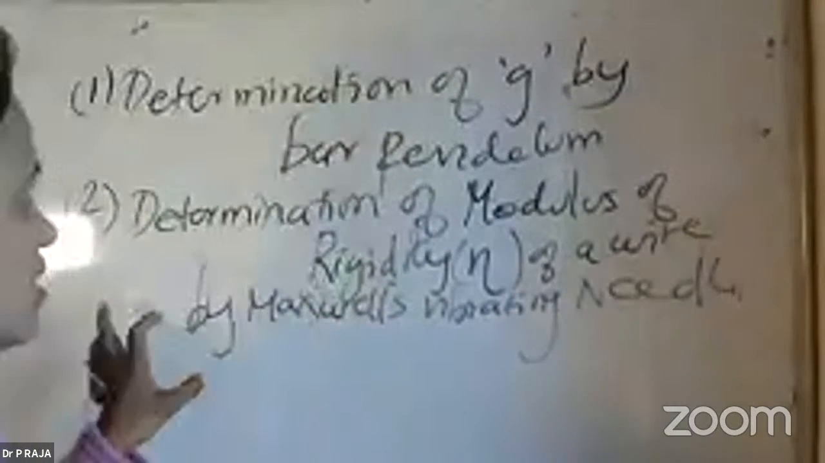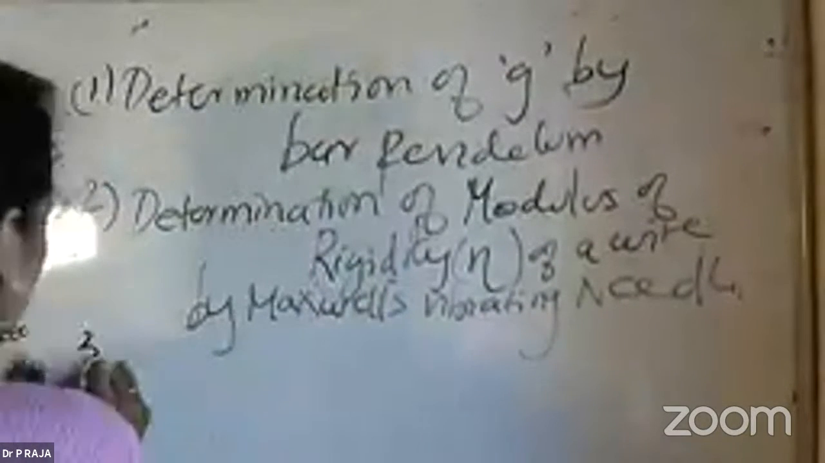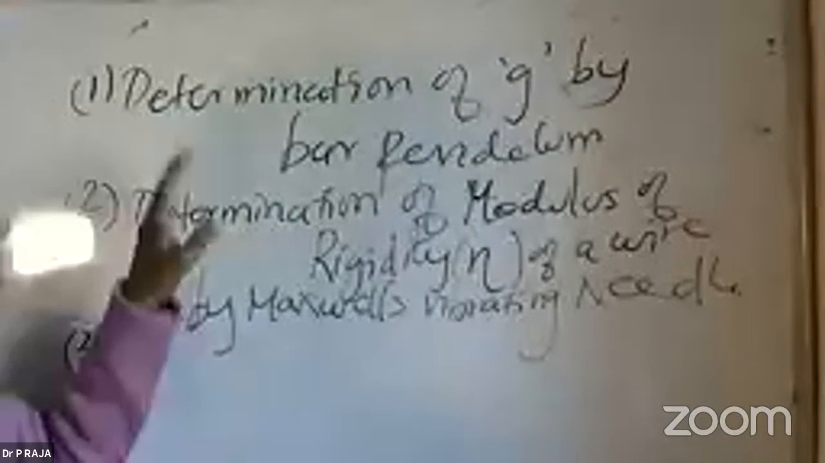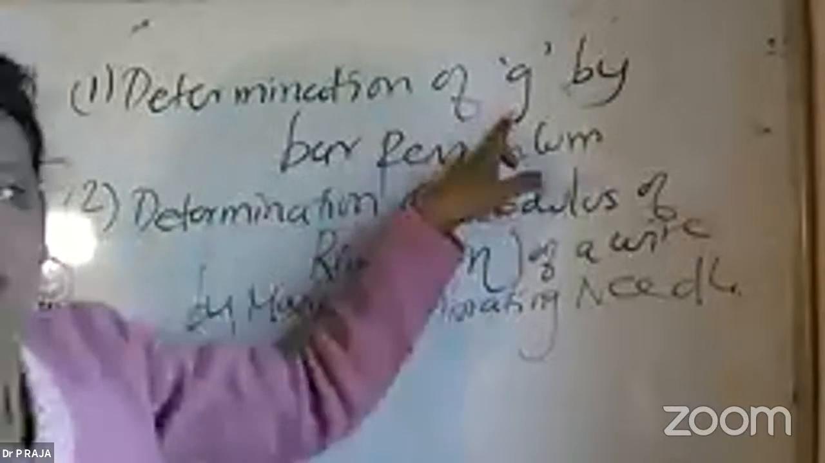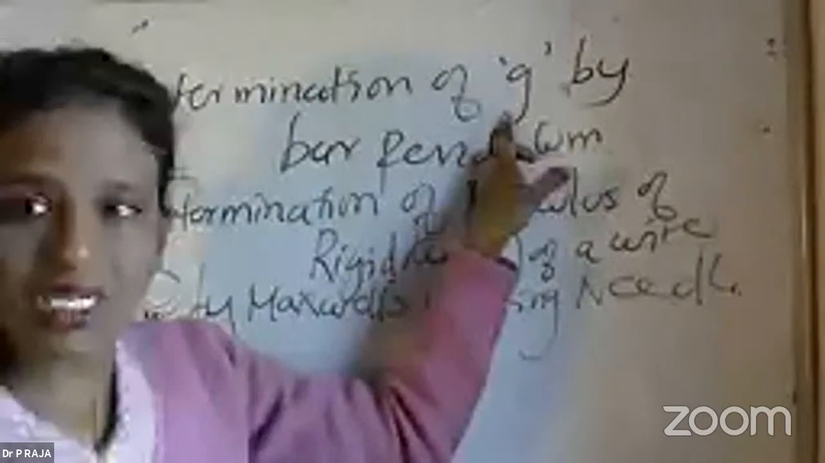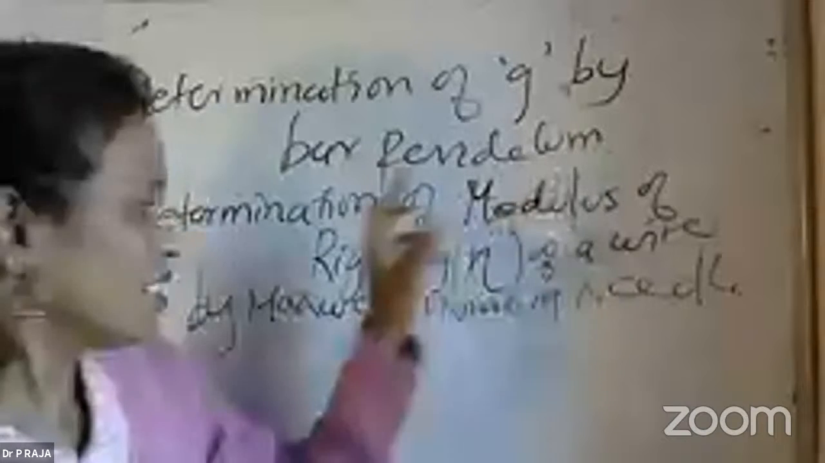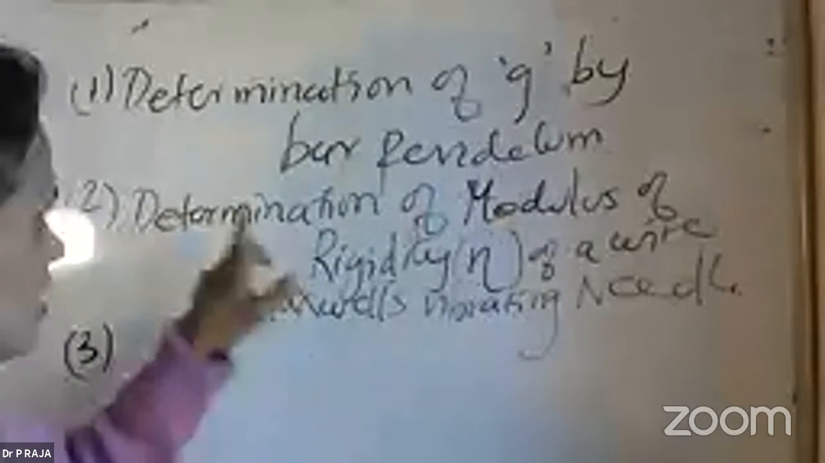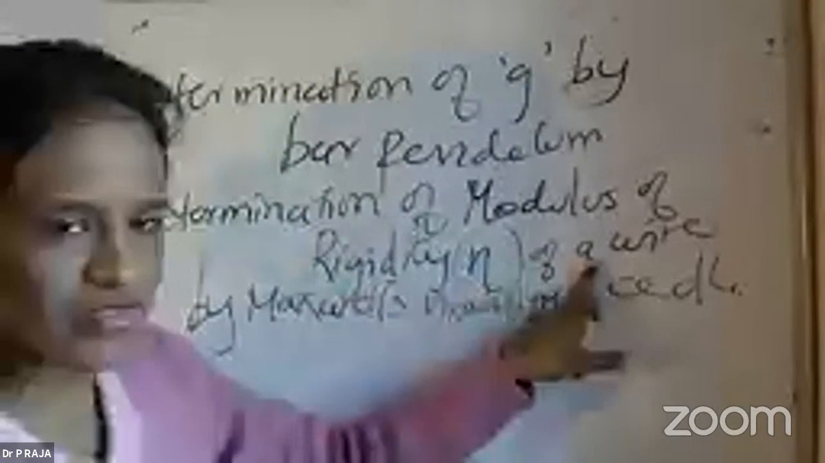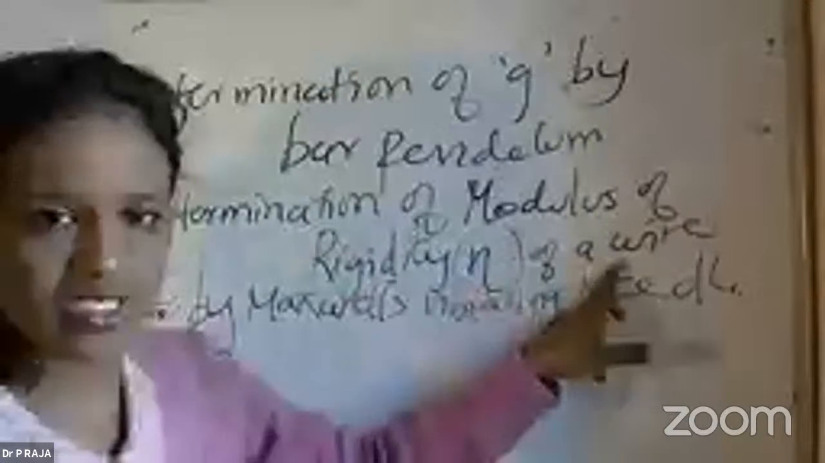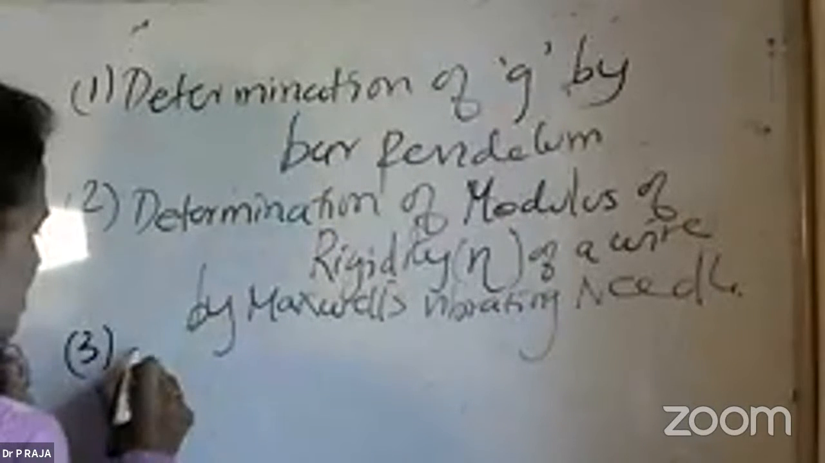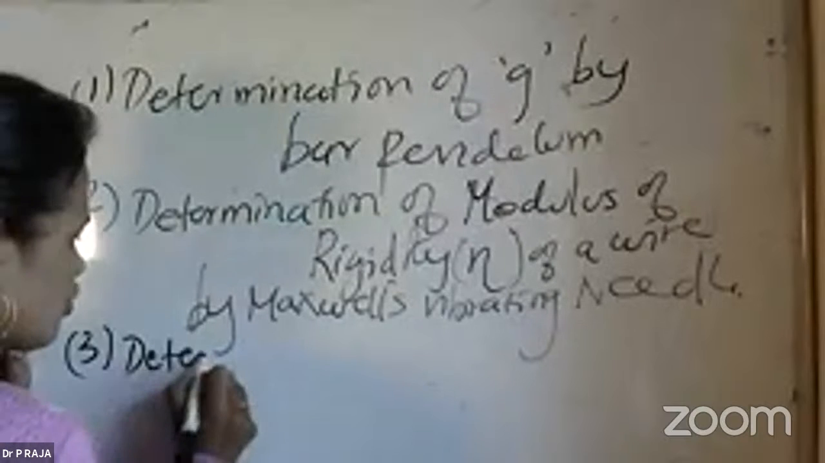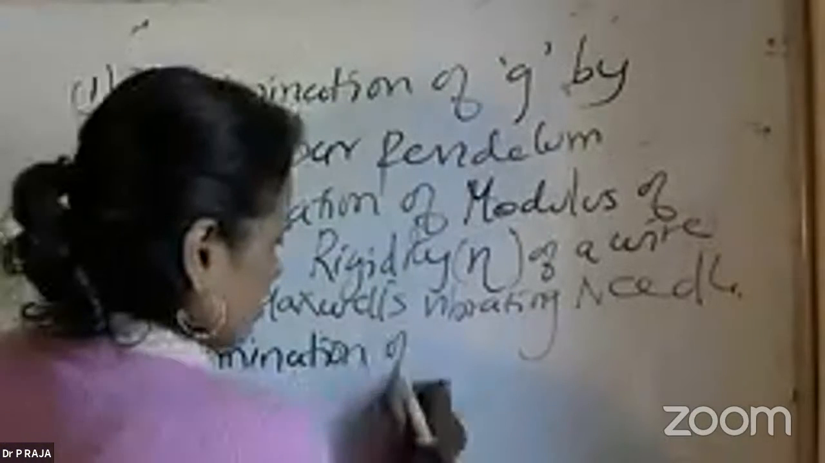Okay, so these are the 3 experiments that you will do. The first one will be the determination of g, that is the acceleration due to gravity, by bar pendulum. Next one is the determination of modulus of rigidity by Maxwell's vibrating needle method. Next one is the determination of elastic constants.